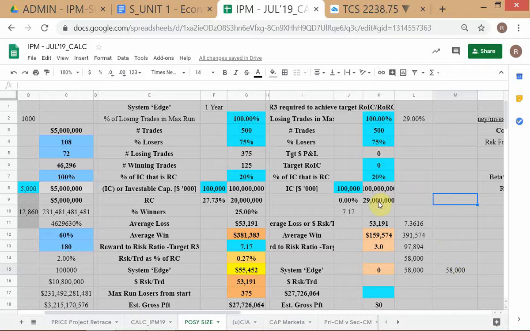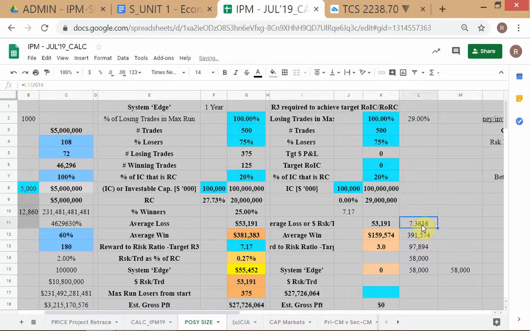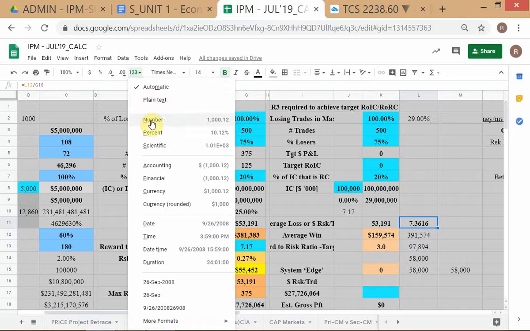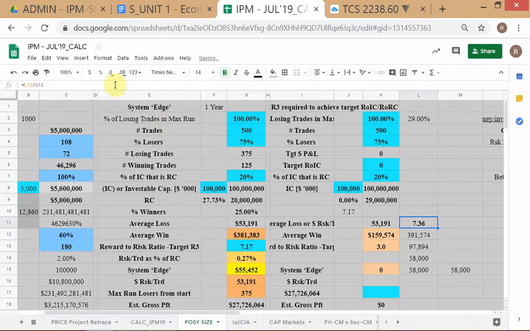I am now trying to make sure that I have earned 29 million. You are saying that the question we were trying to answer was system edge into total number of trades. The question we were trying to answer, this is the holy grail for us basically: what should be my R3? Everything else is known to me. What should be my R3 if the investor is demanding a 29% return on invested capital?